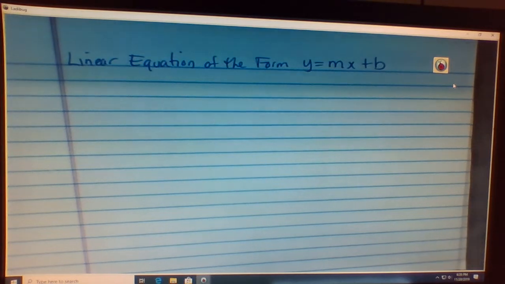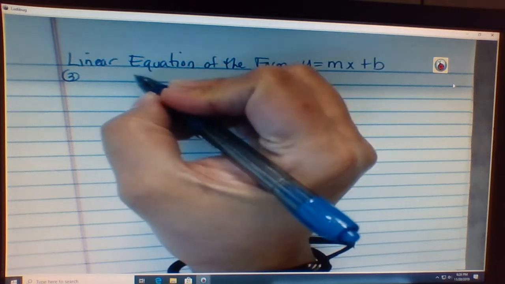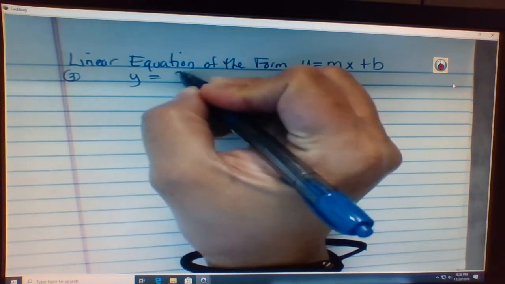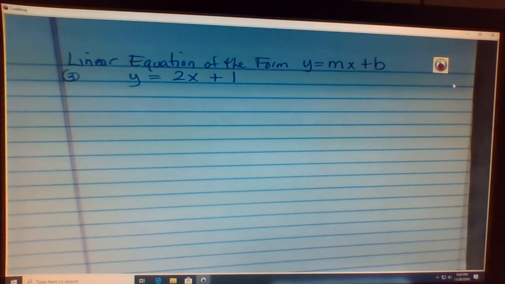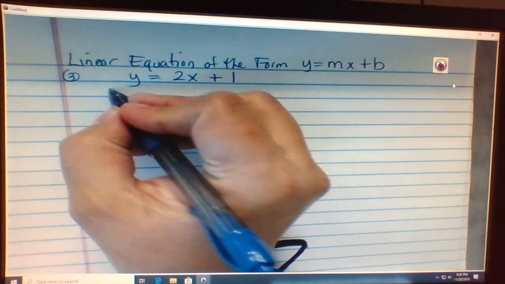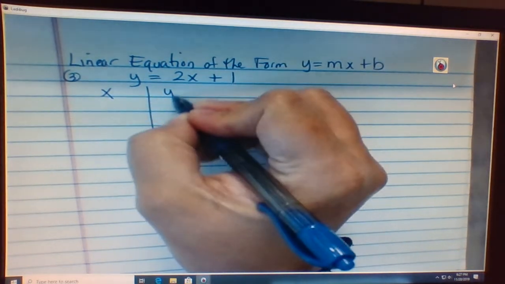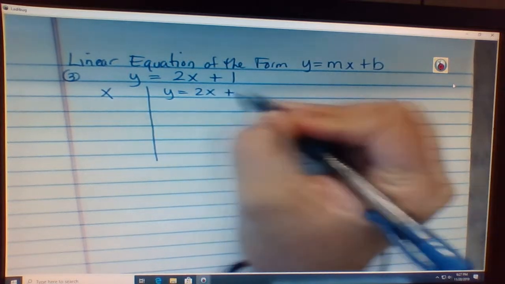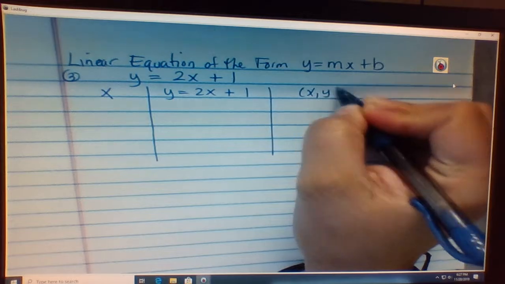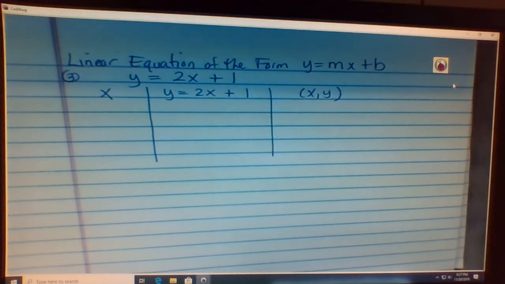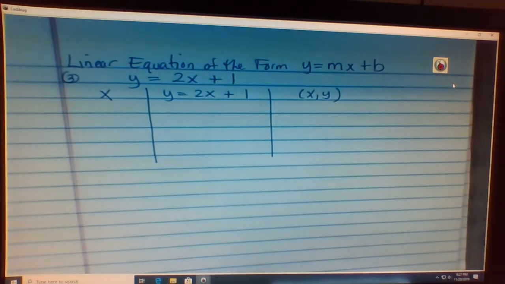So let's try the third one here. The equation is going to be y equals 2x plus 1. When you make the table for this one, we're going to have x. It's not going to say choose a value. We're going to have the equation and we're going to have our ordered pair. So you have the liberty of picking whatever x value you want here.